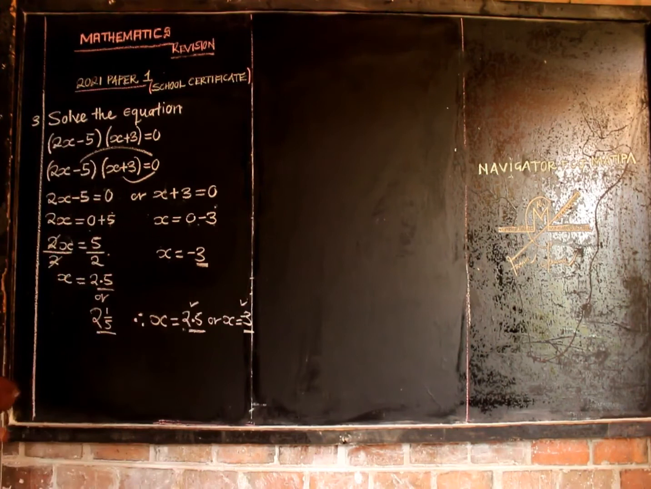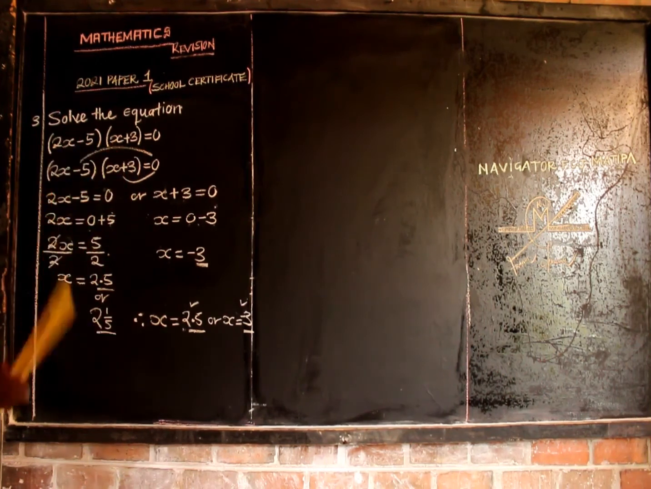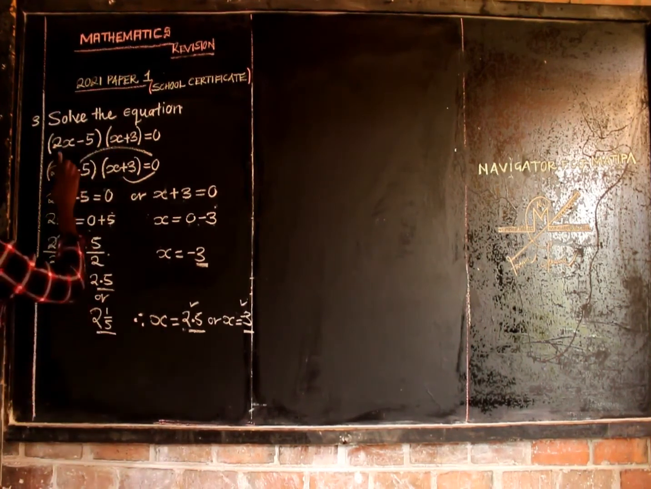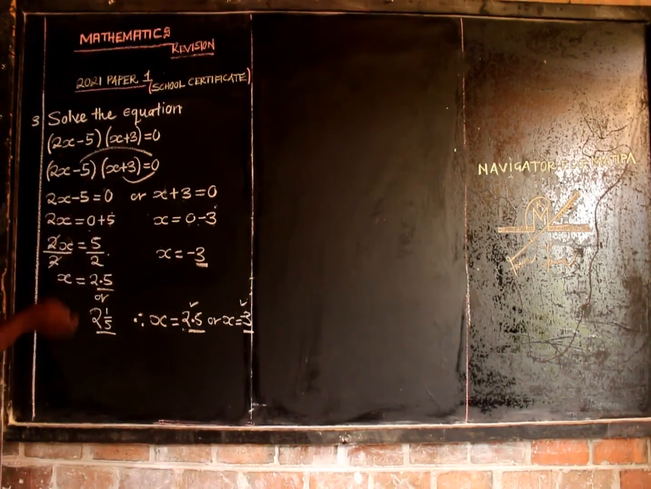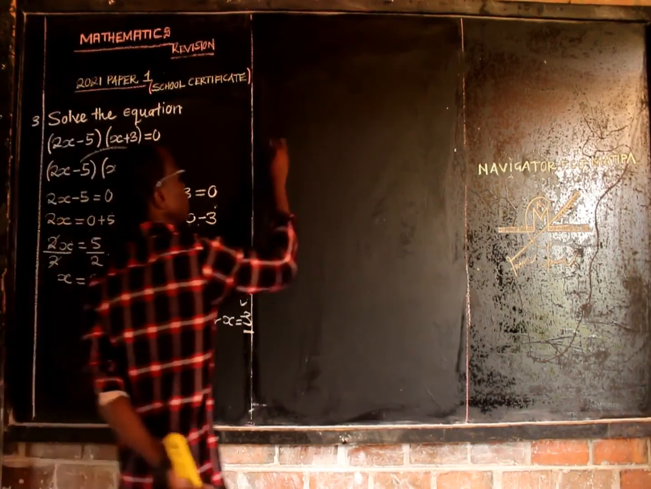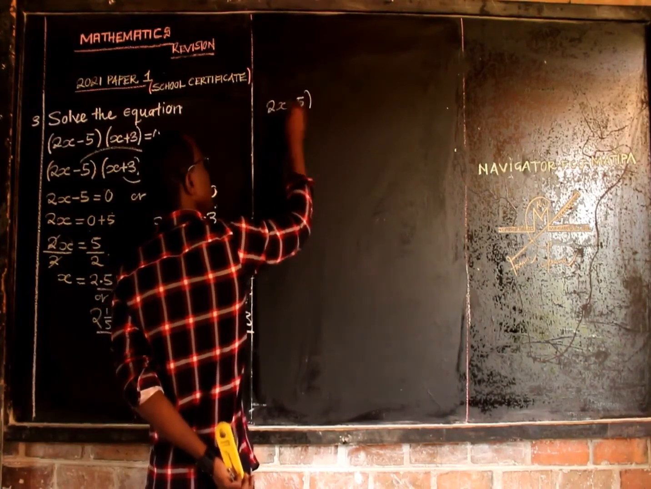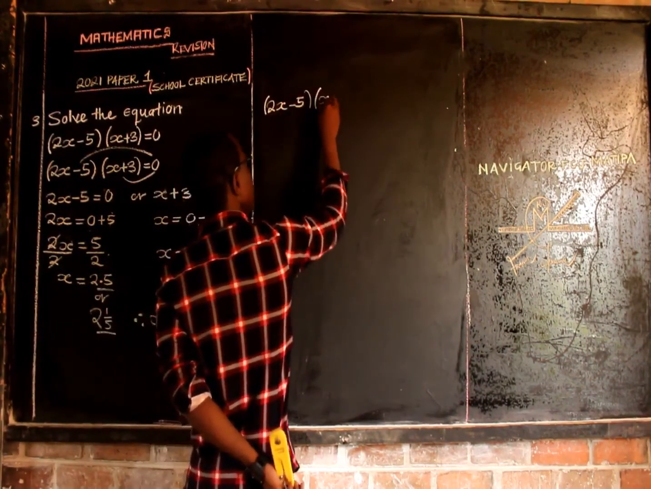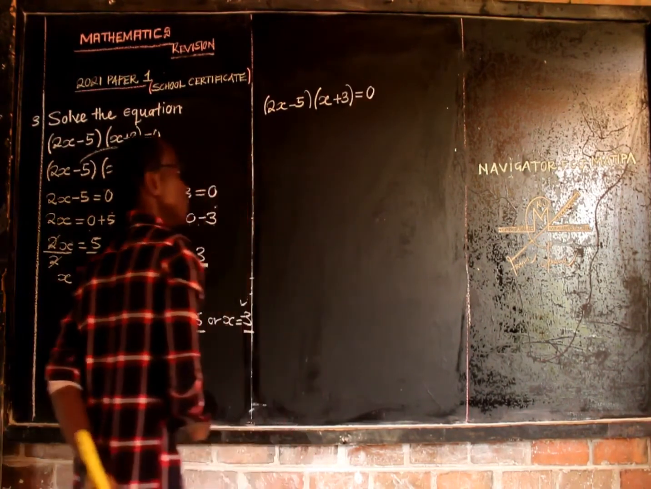These are the answers. Now what you can do is, in this case, this equation was derived from a quadratic equation. If we expand this equation and simplify, you realize you are going to come up with the equation from which this was derived. Let me just show you this side. So I've been given 2x minus 5 in brackets, then x plus 3 in brackets is equal to 0.